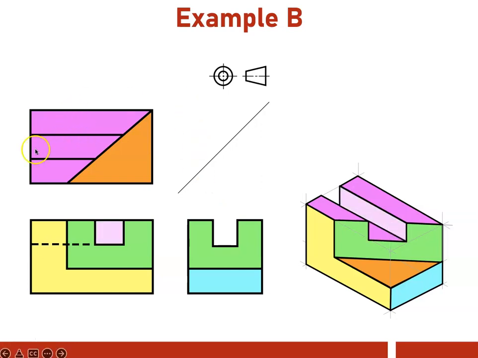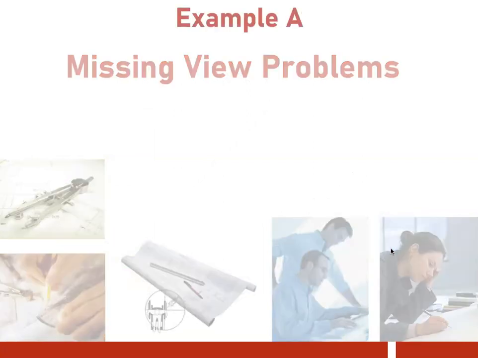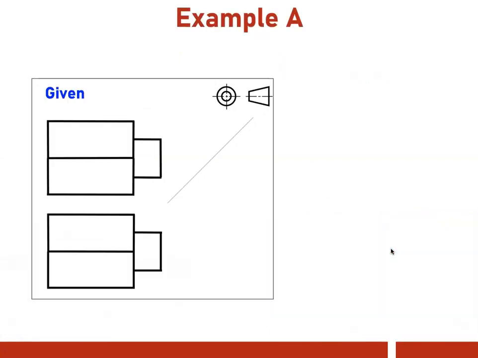So again, because we have these visible lines, we know that they are not adjacent planes, they are different planes. So that makes sense. Okay, missing view problems. First example, so we have these two views and we want to draw the right side view.